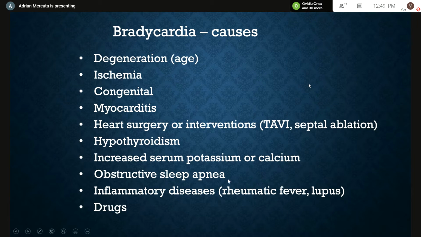Obstructive sleep apnea, this is a newly studied disease, with a lot of connection with heart failure, with fibrillation, and with bradycardia as well. Sometimes inflammatory diseases, like collagen or connective tissue diseases like lupus erythematosus or rheumatic fever. And drugs. Who knows which drugs can give bradycardia? Give me some examples, please.